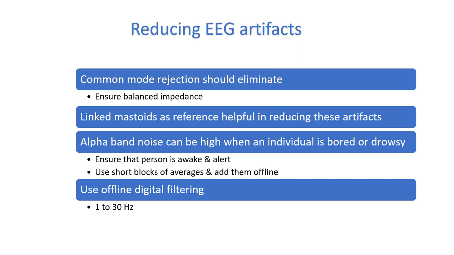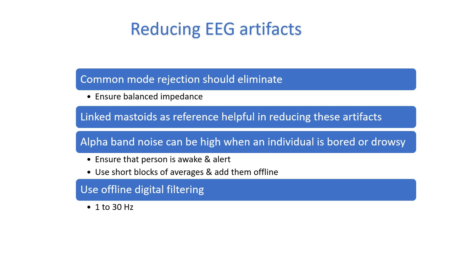It's also said that the EEG artifacts actually increase when a person is drowsy or bored. If you have recorded cortical evoked potentials, you would have experienced that a lot of times in the beginning we get a nice waveform, and as the number of averages increases, the amplitude reduces. Initially we used to wonder why it was happening this way. It is probably because in the beginning the person is awake and alert, and then as I continue, even if he's not sleeping, he may get bored. At that time the alpha band noise increases, and when the alpha band noise increases, obviously our signal to noise ratio deteriorates.